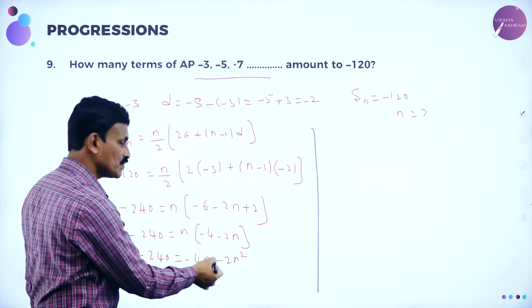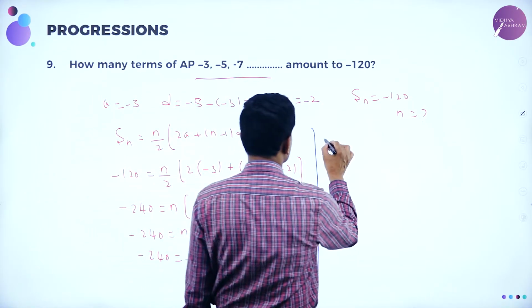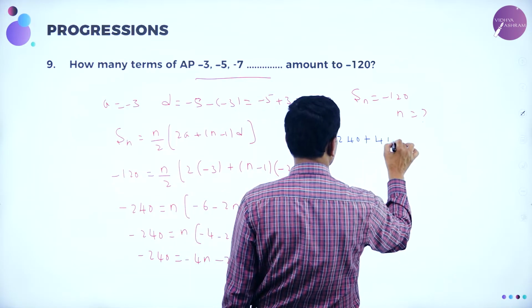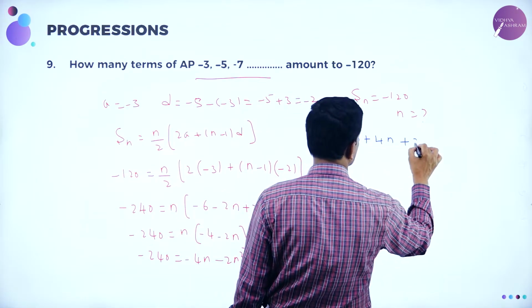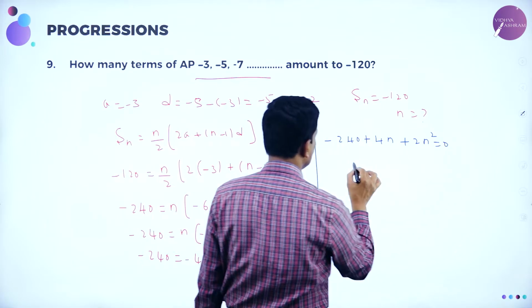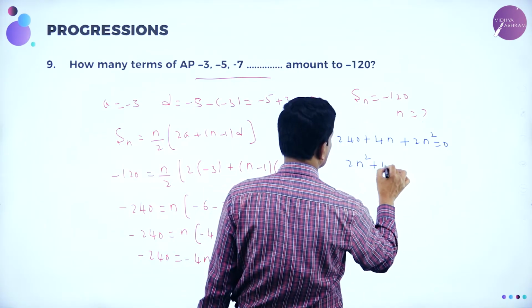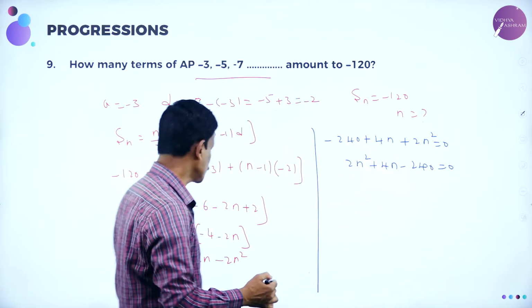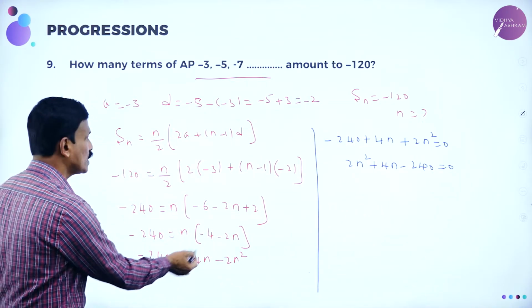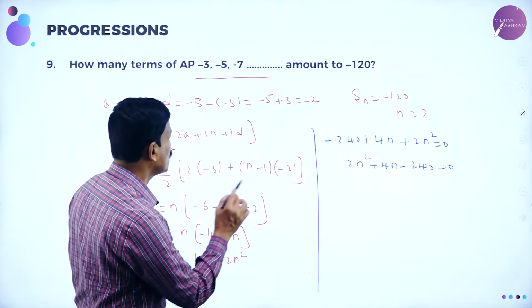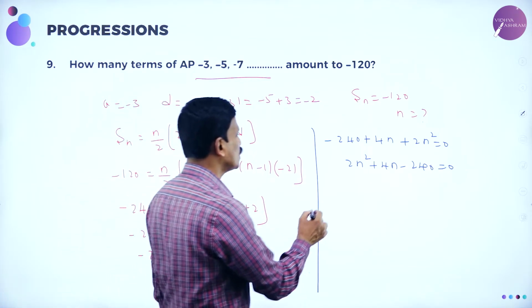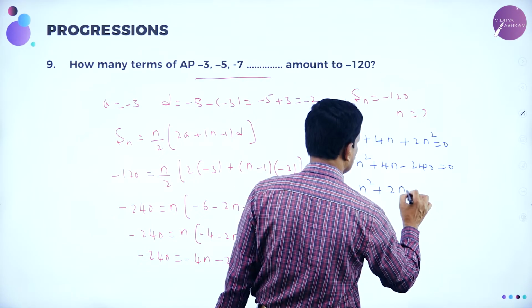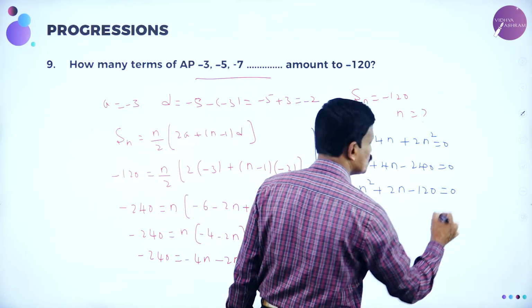So here just transfer this to the left hand side. This is minus 240, minus 4n becomes plus 4n and minus 2n square becomes plus 2n square, is equal to 0. Put it in order: 2n square plus 4n minus 240 is equal to 0. Divide by 2. If you divide by 2, n square plus 2n minus 120 is equal to 0.